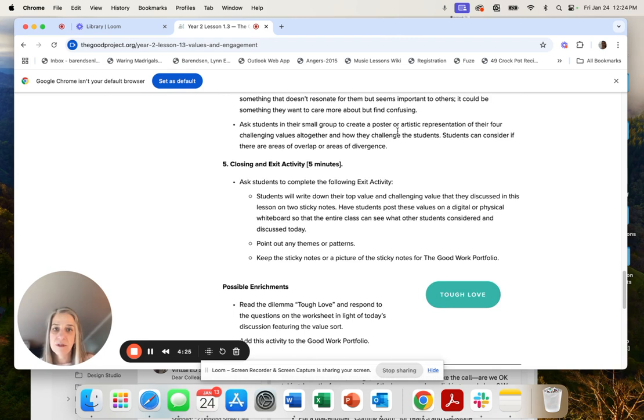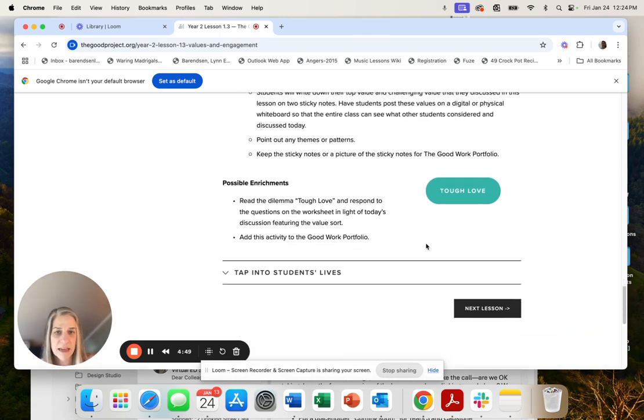So we then ask them to create a poster or some sort of artistic representation of the 4 challenging values of the group. And then closing and exit activity is to write down top values and a challenging value they discussed on sticky notes and put them on either a physical or digital whiteboard so that everyone can see what everybody else thought about. Then you can pull out any themes or patterns, encourage your students to do so as well. Keep those notes and add them or take a picture and add them to the portfolio.